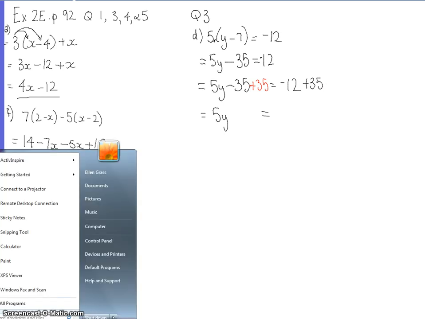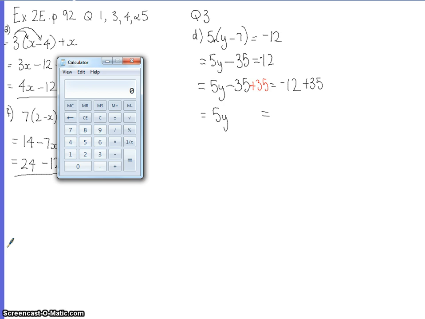I don't know if our calculator here does negative numbers. We'll try. Negative 12. No, doesn't, I don't think. Oh yeah, might do. Okay, we'll try. You should have your calculators in front of you by now. Negative 12 plus 35. This probably won't do it. 23.